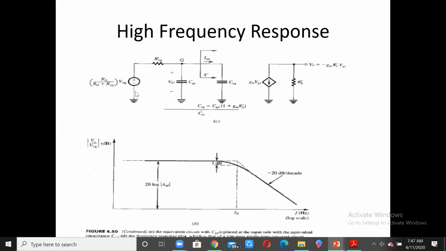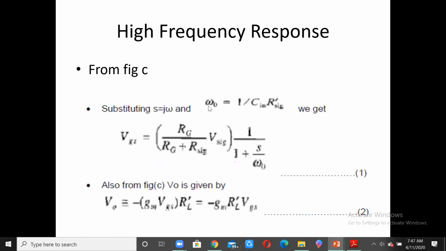So we can again write the expression for the VGS across the capacitance. It will be equal to this voltage multiplied by the impedance of the capacitance, divided by the impedance of R sig plus the impedance of the capacitance. Further simplification leads us to this expression, wherein we write S equal to j omega, and omega naught is equal to 1 by C in R sig dash.